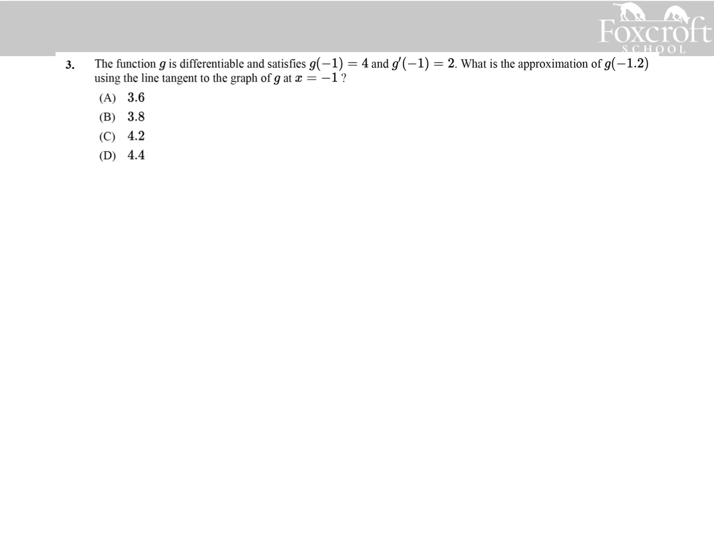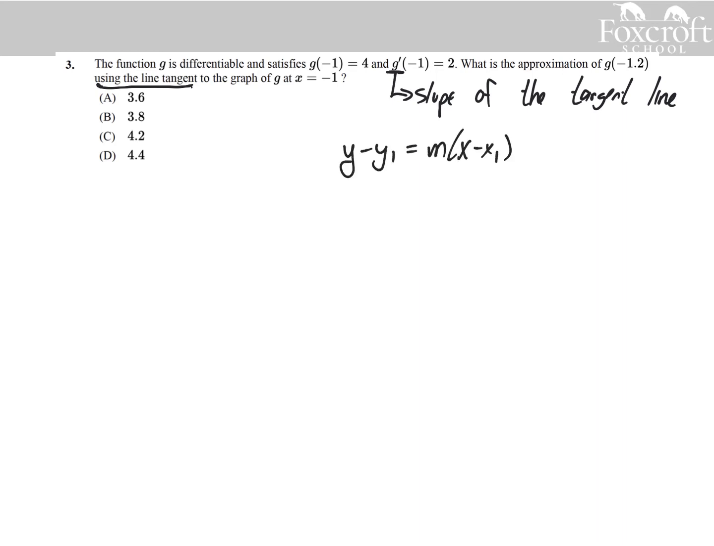The function g is differentiable and satisfies g of negative 1 equals 4, g prime of negative 1 equals 2. What's an approximation for g of negative 1.2 using this tangent line? So the first thing we're going to do, if we're using the tangent line, is come up with the equation for the tangent line. The derivative is the slope of the tangent line. So we have our point-slope form for lines. The y value we're going to use comes from our original function, which is that y value 4.